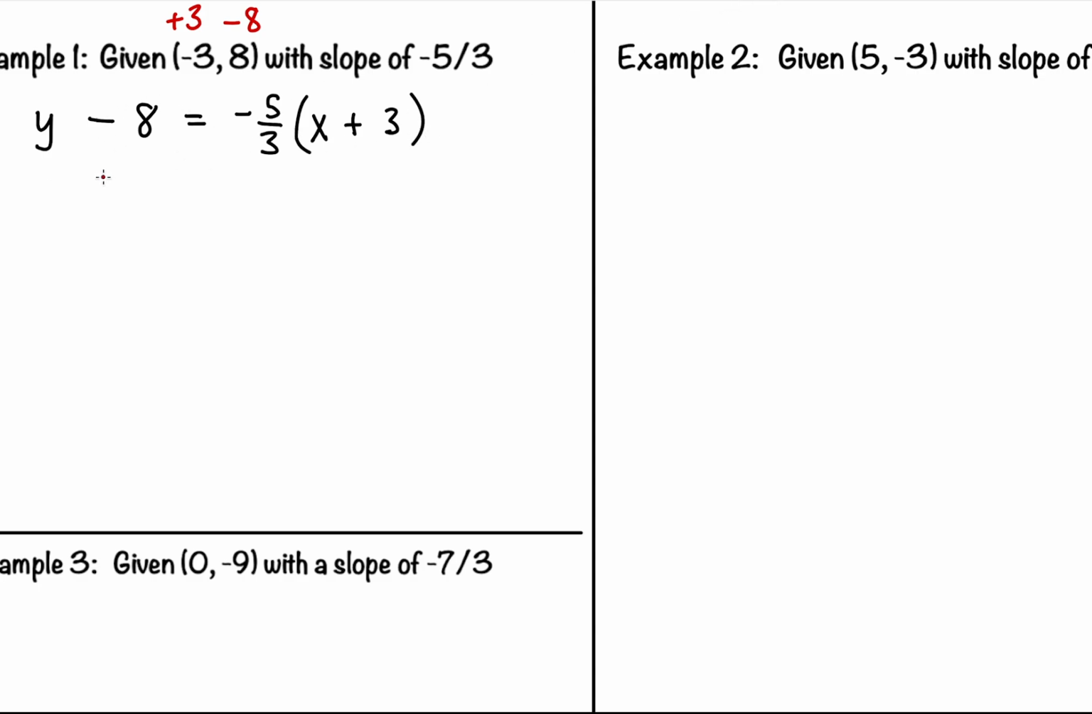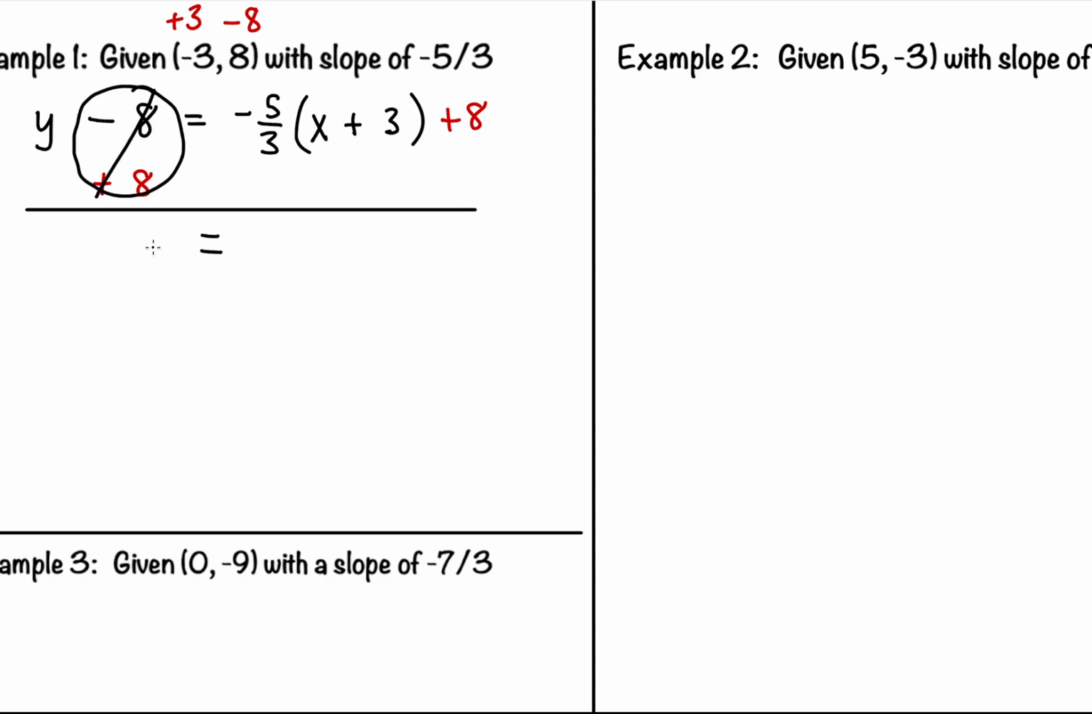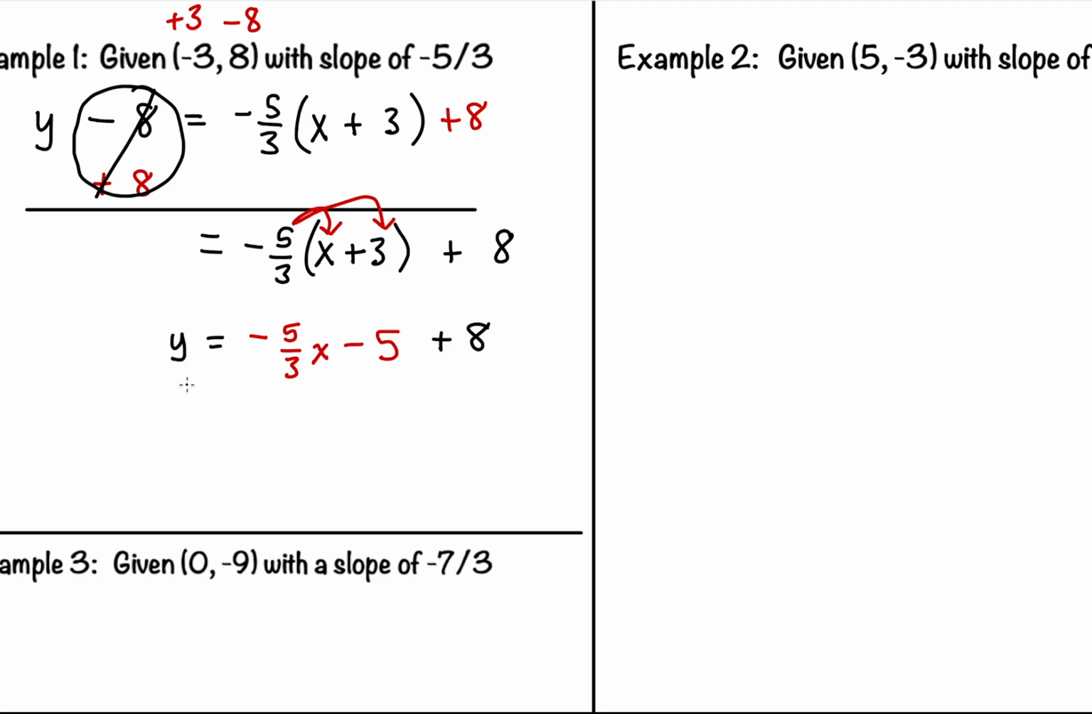Okay, first thing, we're going to add 8 to both sides. We're going to end up with this part of it being zeroed out. We're going to have negative 5/3 times x plus 3, plus 8. Next, we're going to distribute. So we're going to have negative 5/3 x, and then negative 5/3 times 3 is going to cause the 3's to cancel, leaving us with minus 5, and then we'll still have plus 8. The last part is to combine the negative 5 and the 8. When we combine those, we're going to get 3. So our final equation is y equals negative 5/3 x plus 3.